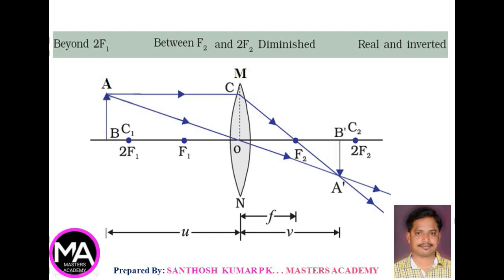That means whenever an object is beyond 2F1, the image is formed between F2 and 2F2, and the height or size of the image is less than that of the object, therefore it is a diminished image. The image is formed downwards, therefore it is a real and inverted image.